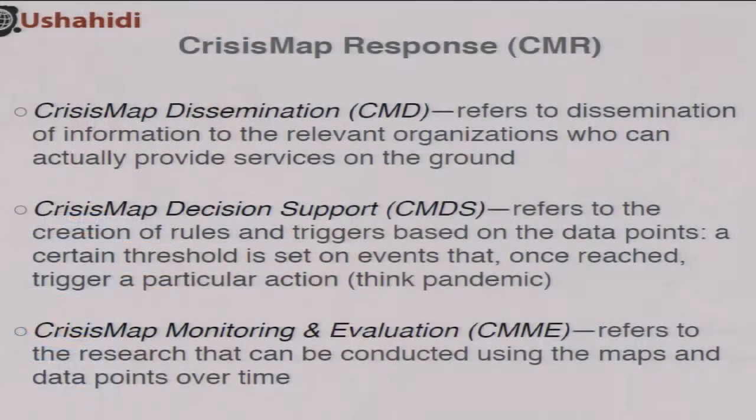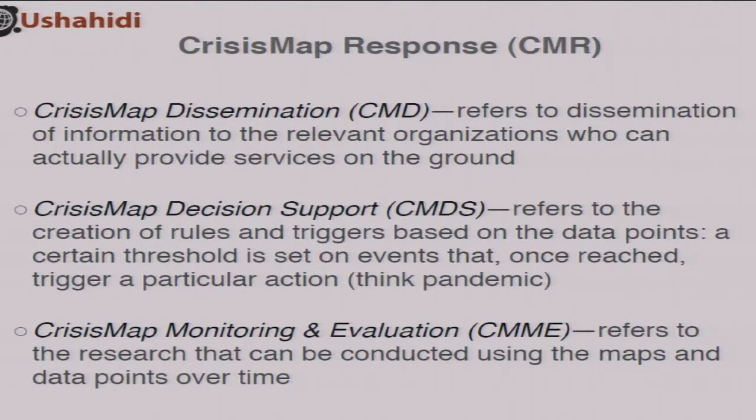Then crisis map response, there's this dissemination of information. How do you get that information in the hands of people who can do something? How do you get it to the medics so that they can go and save people? Decision support is very important. You have all this data, but how do you decide when to act? So you have to come up with some kind of rules and triggers for decision making. And then there's monitoring and evaluation. It's about using that data that you have collected to try to do some kind of research.